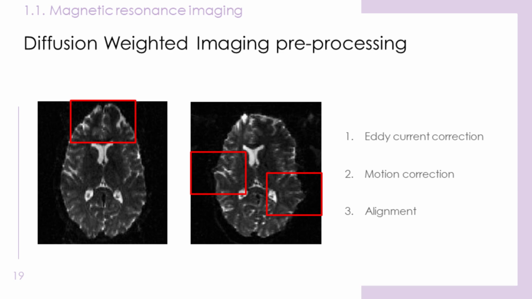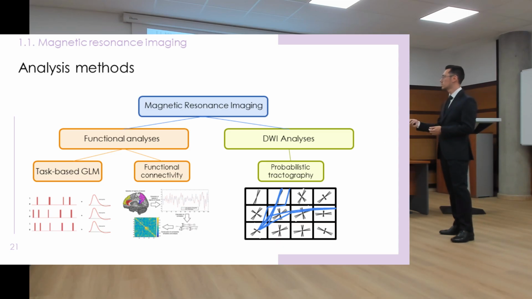In the case of diffusion weighted data, these images can present distortions that you can see in the pictures on the left. These distortions are generated by off-resonance magnetic fields, which can be generated by the electrical currents of the MRI coils, the subject movement, and differences in the magnetic susceptibility of the brain tissues. So this preprocessing is basically oriented to correct or spatially transform these images to correct the distortions of field resonance fields.